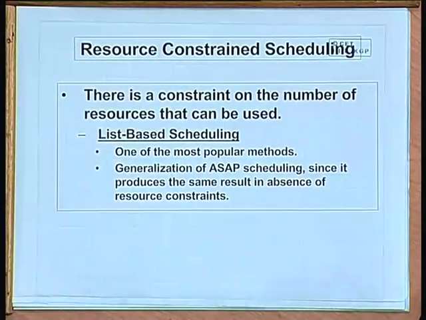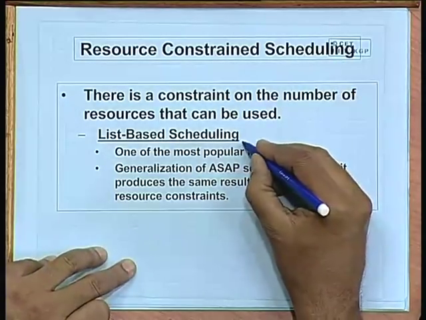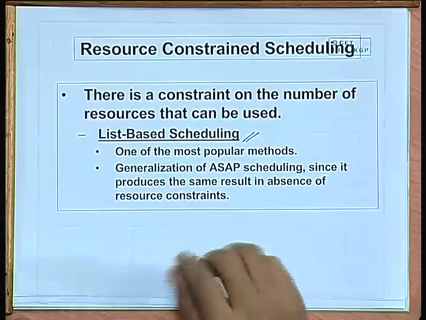But try to understand, in most practical scenarios, you do not have an unlimited amount of resources. So, you will need an algorithm which works with some resource constraints and tries to get a solution based on that. So, what we consider now is something called resource constrained scheduling, and one of the most popular methods under this is called list based scheduling. This method is popular because it is simple and it can also take care of resource constraints.